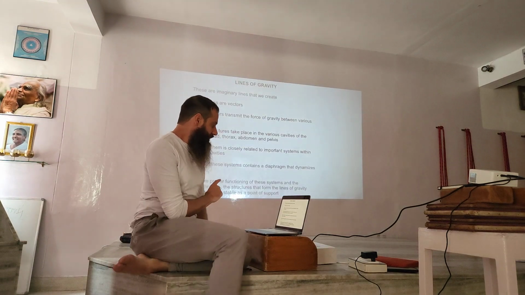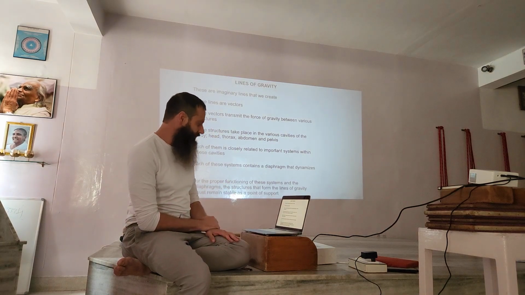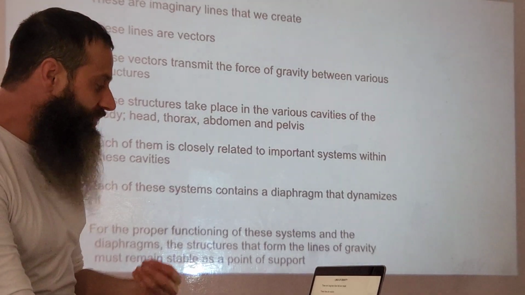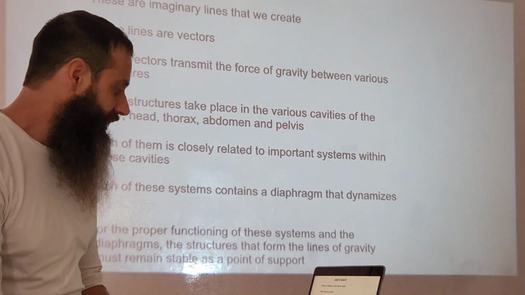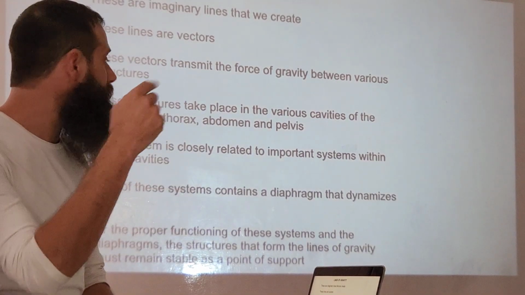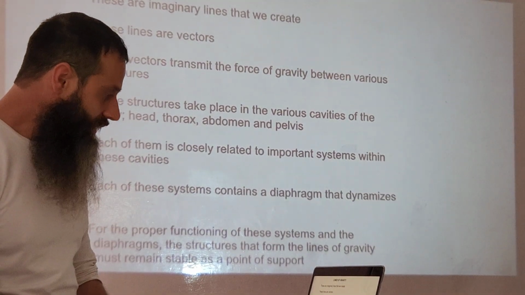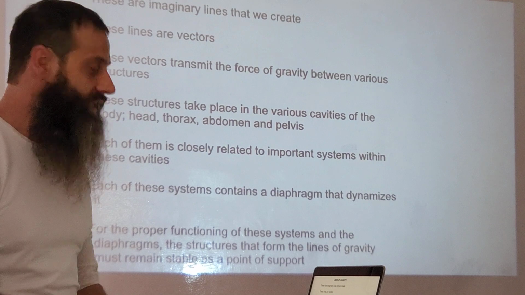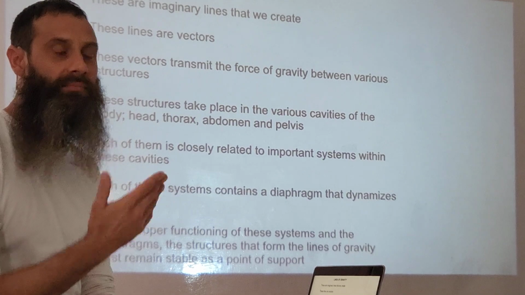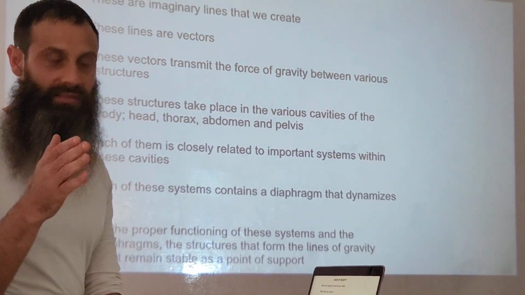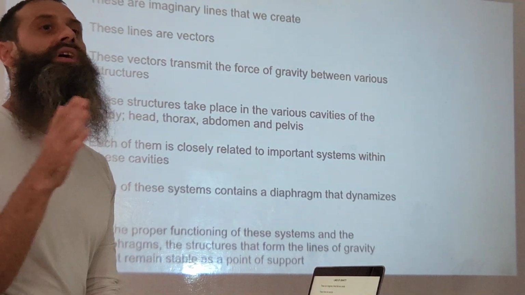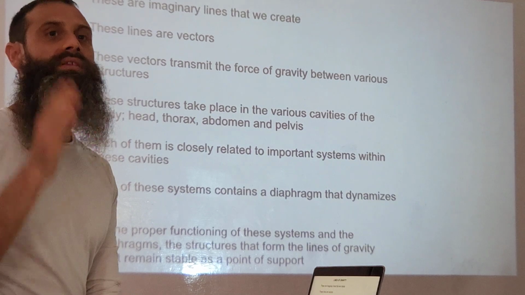So we saw each of these systems contains a diaphragm. Okay? And then in the last point, say, for the proper functioning of these systems and the diaphragms, the structures that form the lines of gravity, meaning T4, etc., must remain stable as a point of support. You see what we were saying before. If there is not a stability in the outer body, in the skeletal or musculoskeletal system, you cannot give a proper movement in the inner body.